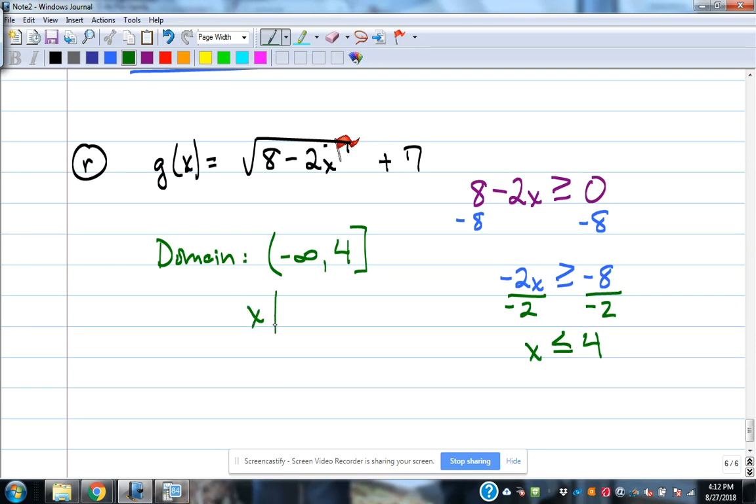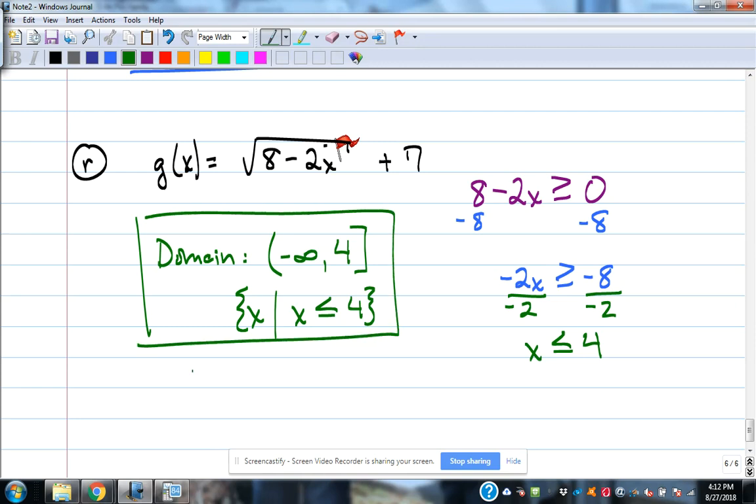The set notation is just, you copy the inequality. It takes no brains to do set notation. Copy what you got. So negative infinity is definitely less than 4, and it goes all the way up to 4, and it includes it because we had an equal to mark.